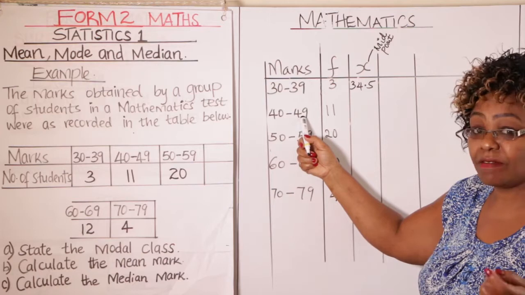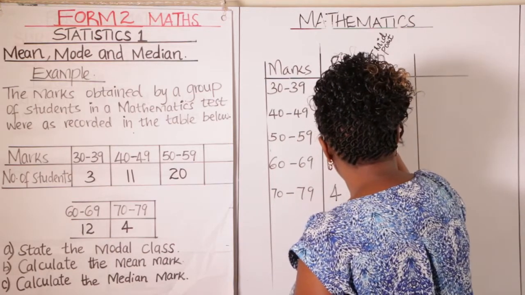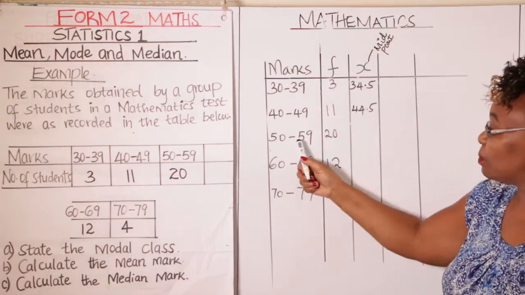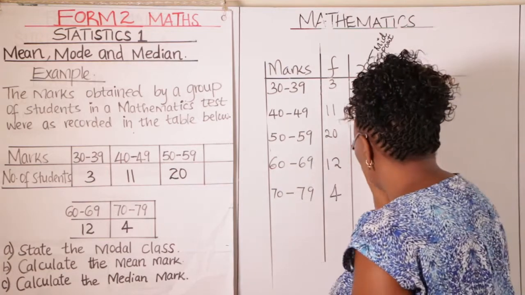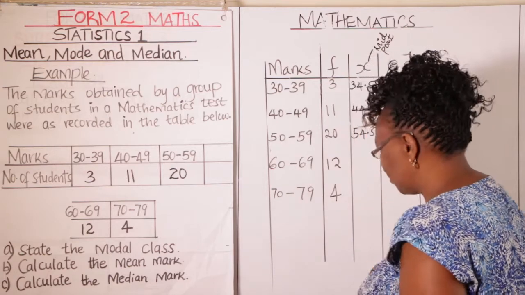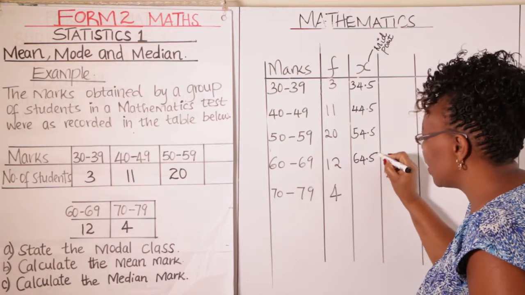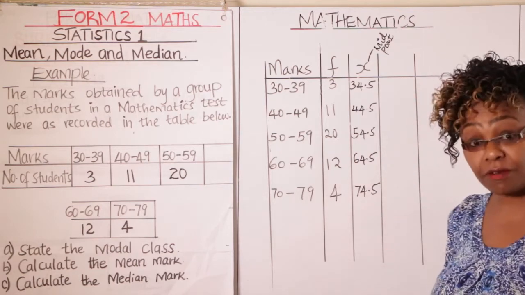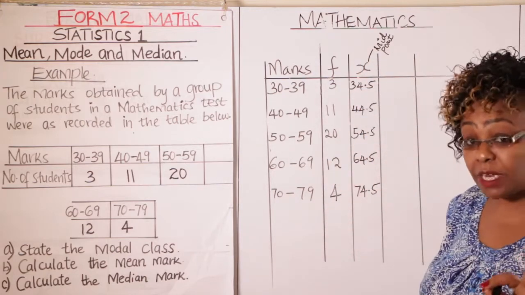You add these two to get the midpoint. That is 89 divided by 2, which will give you 44.5. You move on, learner. This plus this will give you 109. 109 divided by 2 will give you 54.5. You do the same here, you'd get 64.5. You'd get here 74.5. And therefore, learners, those are your X's, which refer to the midpoint.